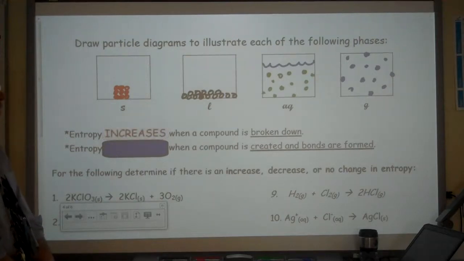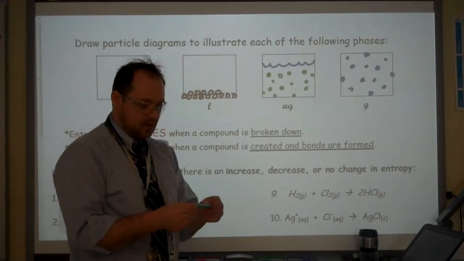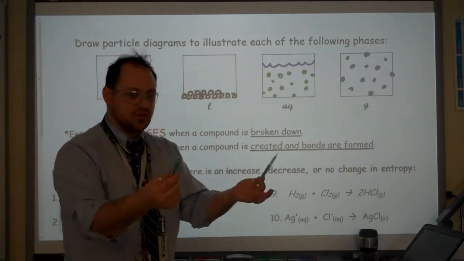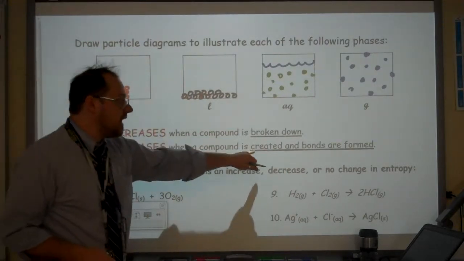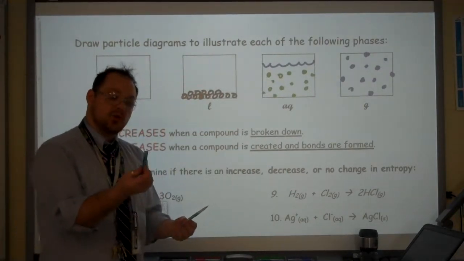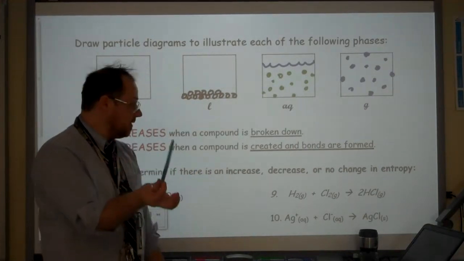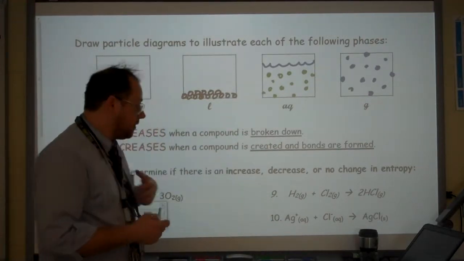Entropy increases when a compound is broken down. So if this were a compound, and I've broken it apart into the things that made it, I've increased the disorder of the system. Entropy decreases when a compound is created and bonds are formed. So if this was particle A and particle B, they're now more ordered, so entropy just decreased and created a new bond. That little click sound.